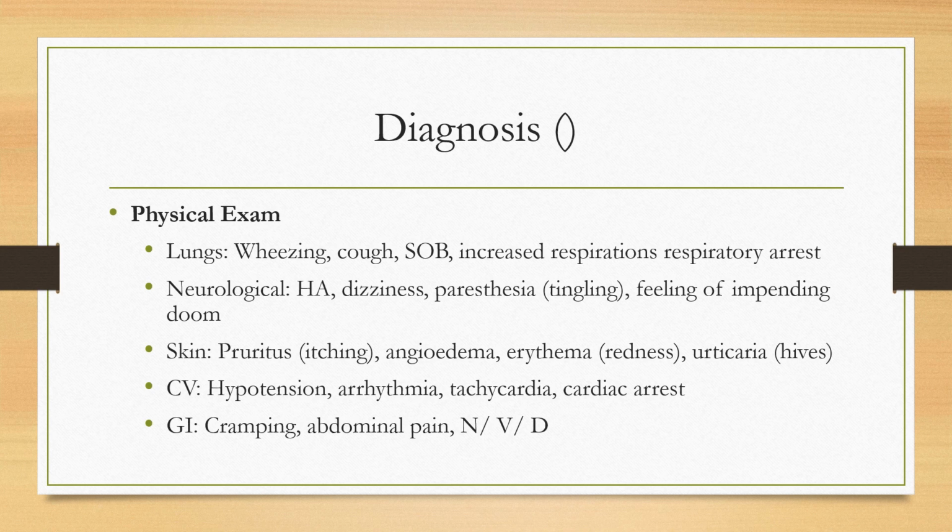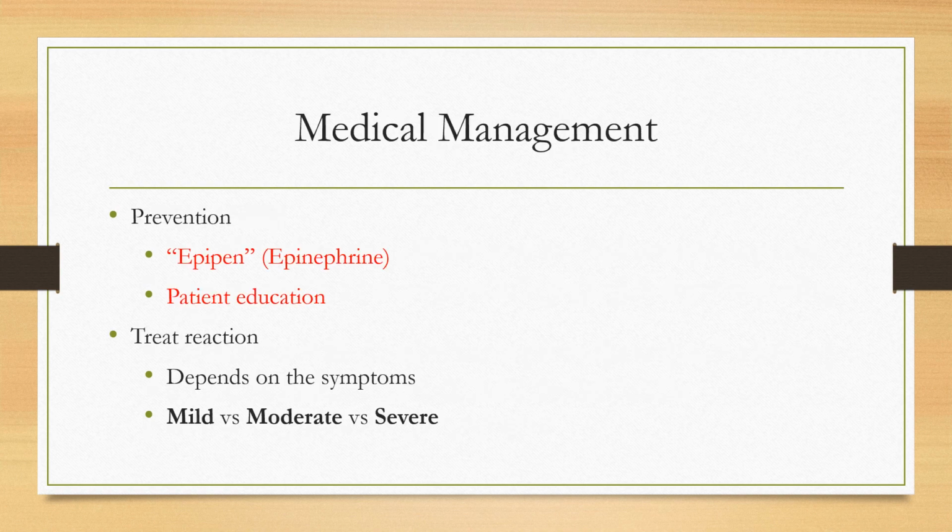GI-wise, they will have abdominal cramping, they may have pain, and they may have nausea, vomiting, diarrhea. So medical management. How are we going to stop this, or how are we going to prevent it from happening in the future? We are going to give them lots of education, and one of the things that we are going to educate them on is the EpiPen.